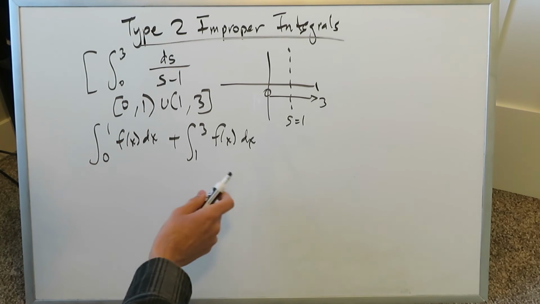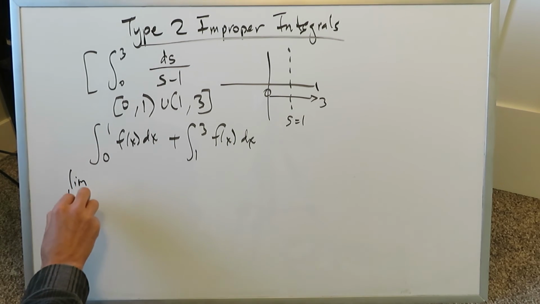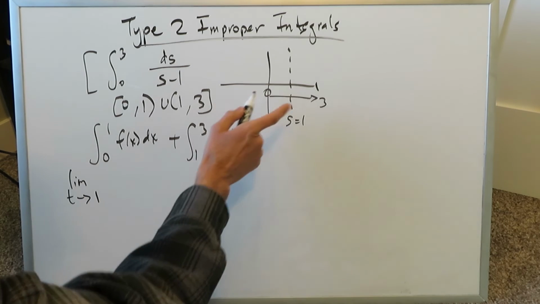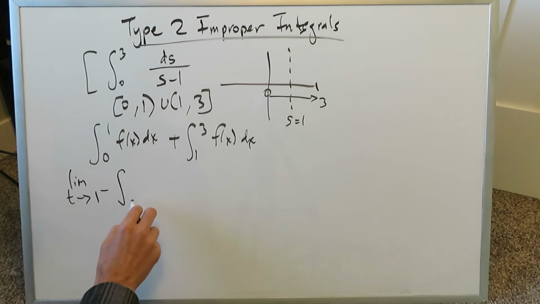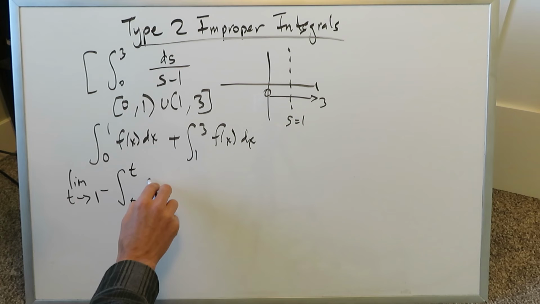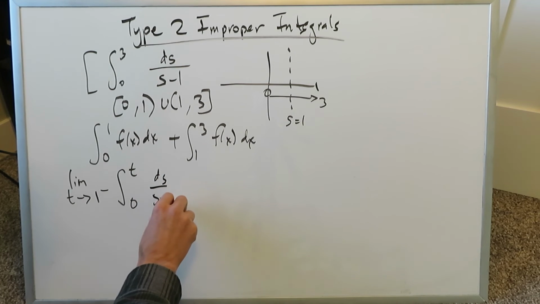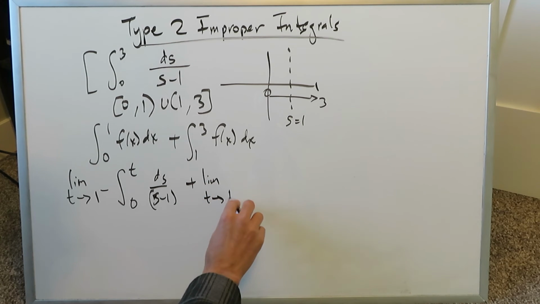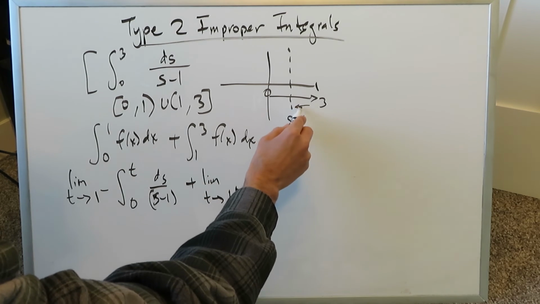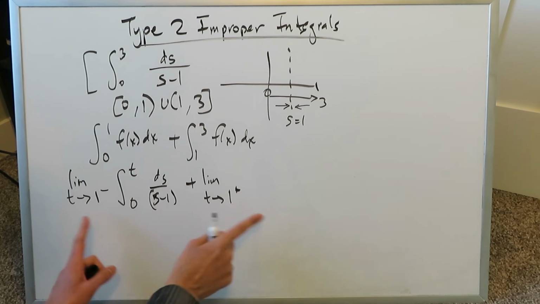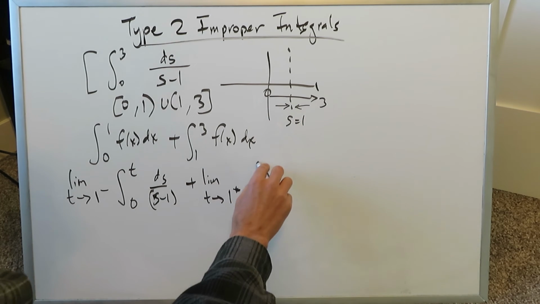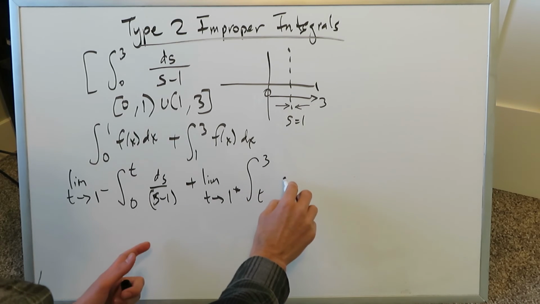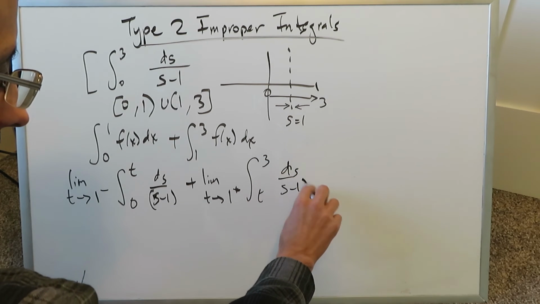Let's bring in our limit. Limit as t approaches this 1 from the left. We're looking at 0 up to this t, and then we have ds over s minus 1. This right here is an easy antiderivative, and you know it's going to bring the natural log. Limit as t is approaching this vertical asymptote, approaching it from the right and approaching it from the left in these two separate parts. Here you'll have t up to 3, right? ds over s minus 1.